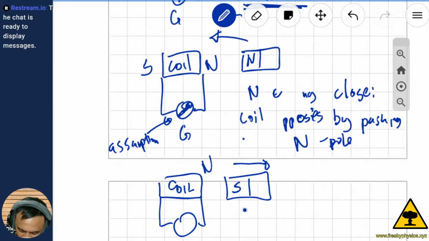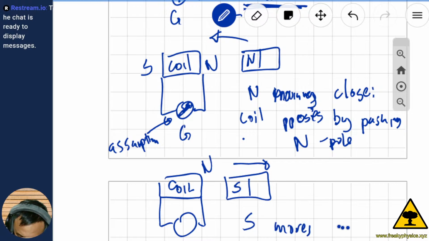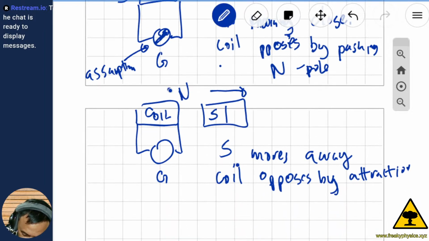Okay, so let's write that again. Away, right? So the coil opposes this by, I'm gonna use the word attracting, right? Attraction. Because it's gonna oppose it by attraction, that has to be north.